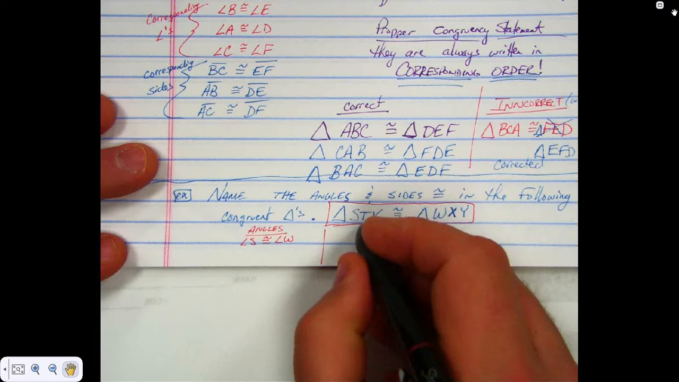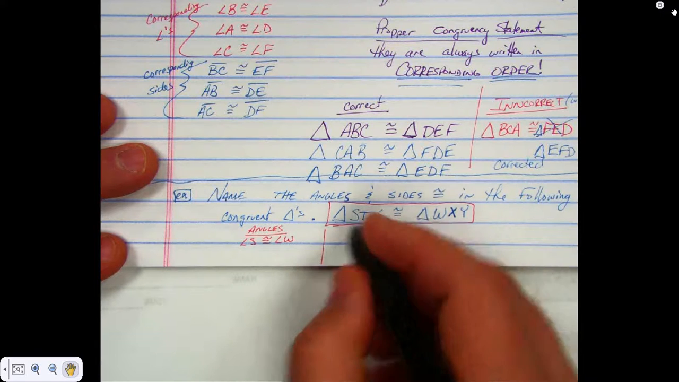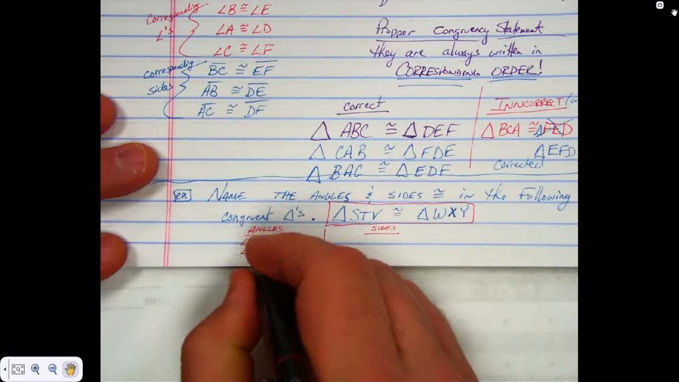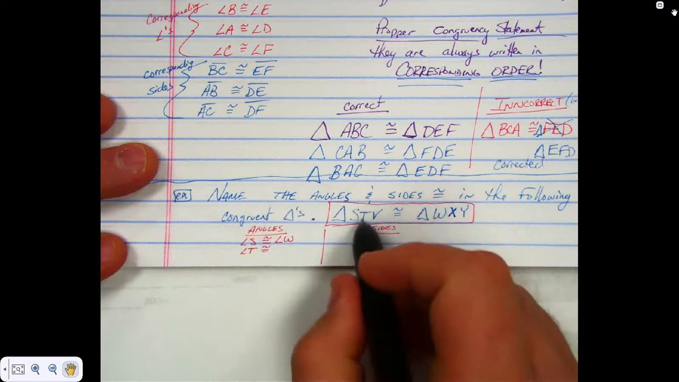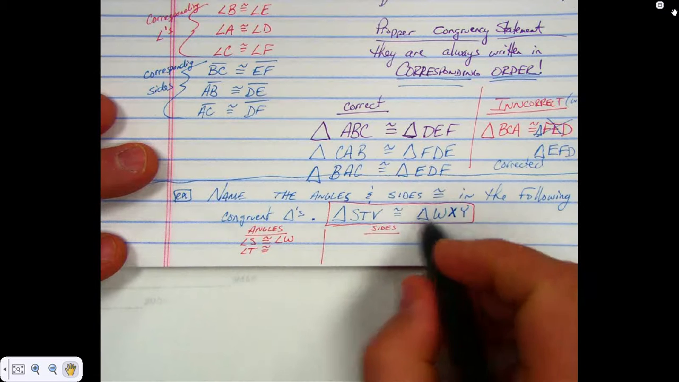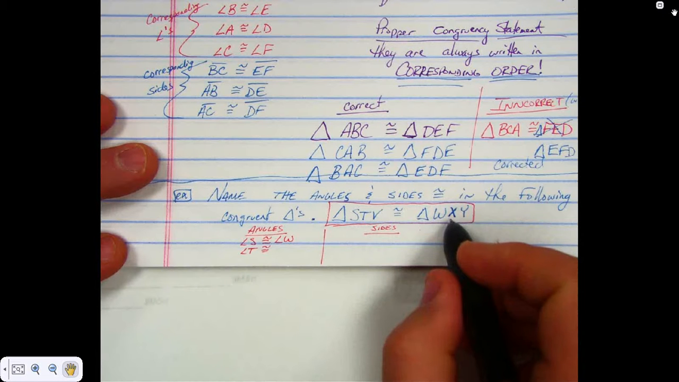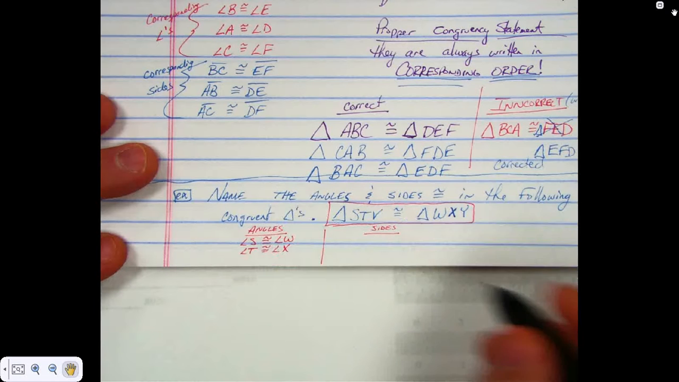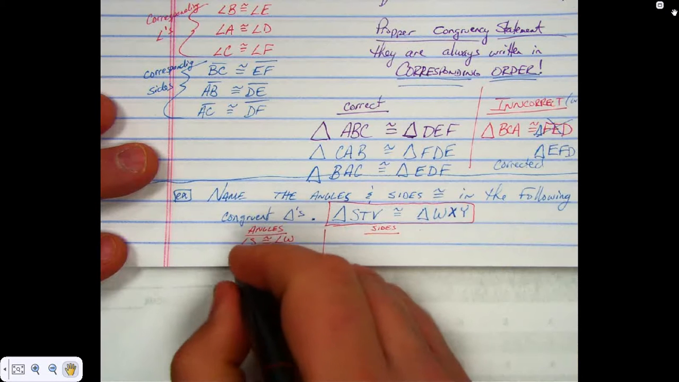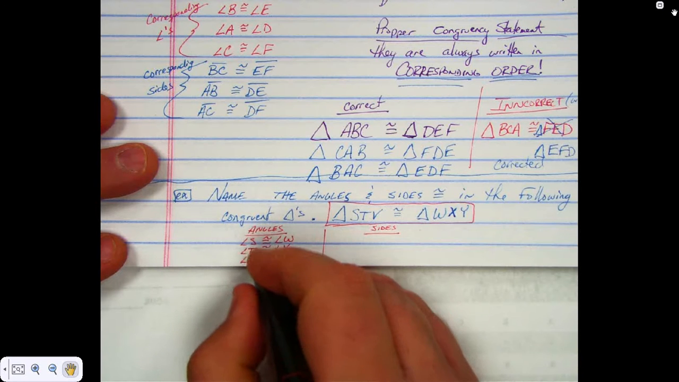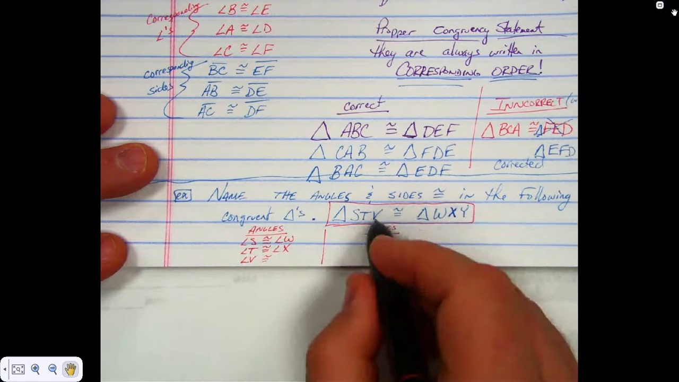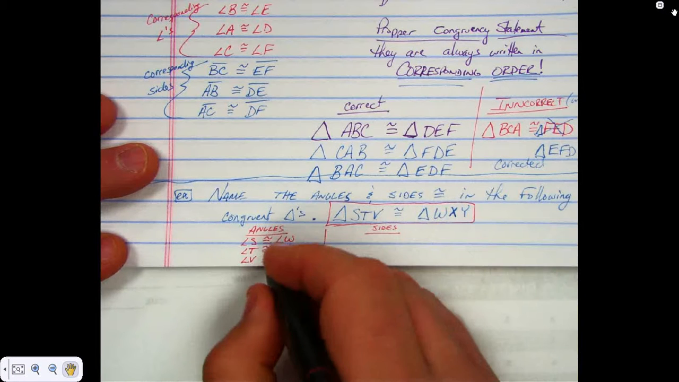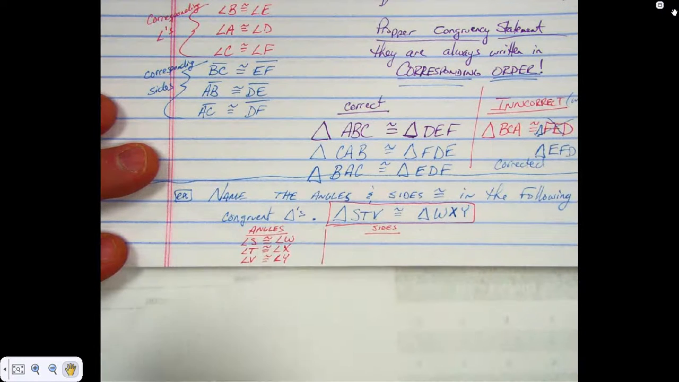Well, angle. What's the second one I wrote down and the one on the left? T. Angle T. In a correct congruency statement, the second one over here corresponds to it, right? It's written in corresponding order. So it's got to be congruent to angle what? X. What's the third one? They wrote the third one down, angle V. It would have to be congruent to the third one written down over here, which is angle Y.